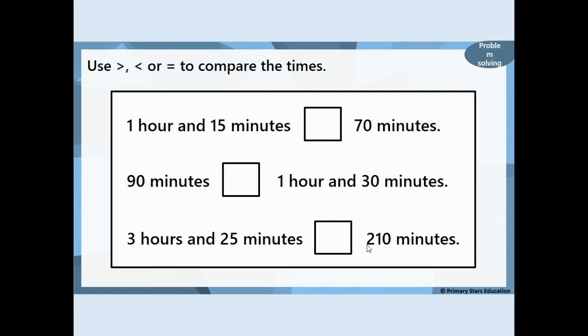So 1 hour and 15 minutes is greater than 70 minutes because 1 hour and 15 minutes is actually 75 minutes. So 75 minutes is greater than 70 minutes. 90 minutes is the same as 1 hour and 30 minutes, so it's equal. Now 3 hours and 25 minutes is less than 210 minutes because 3 hours and 25 minutes is the same as 205 minutes. So 205 minutes is less than 210 minutes.